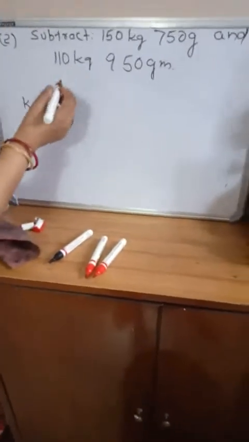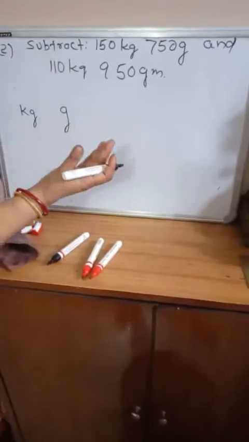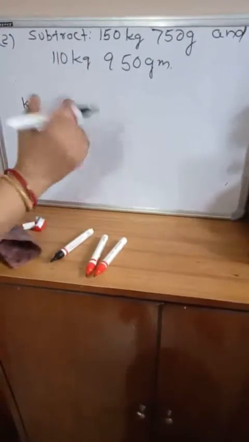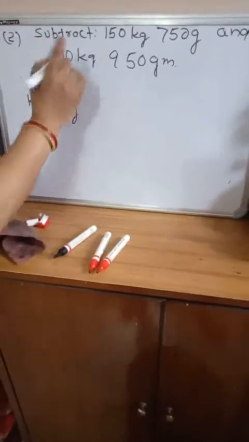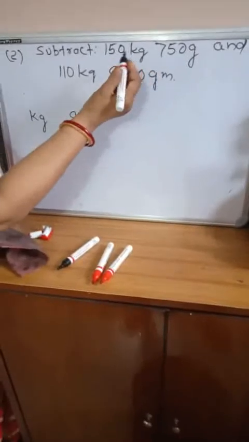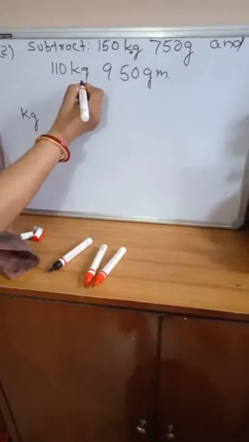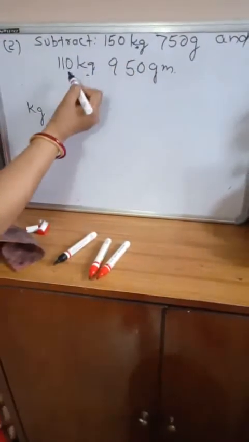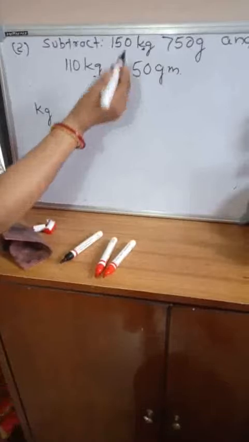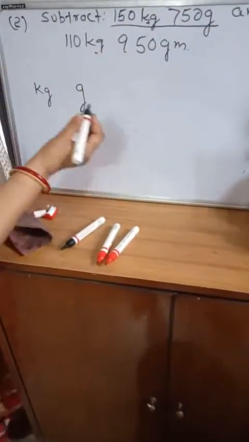Firstly we have to subtract the smaller number from the greater number, not the greater number from the smaller number. Firstly we find out which one is the bigger number. When we are doing comparison, we start with the greater unit, kilogram and kilogram, because gram is a smaller unit. So 150 kilogram, 110 kilogram, which one is more? So this 150 kilogram and 750 gram is more.